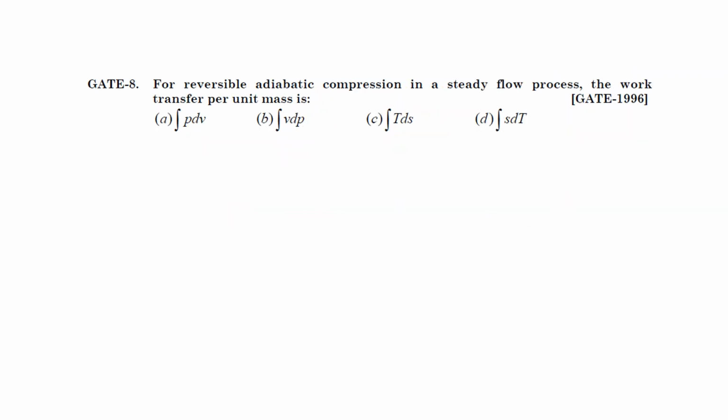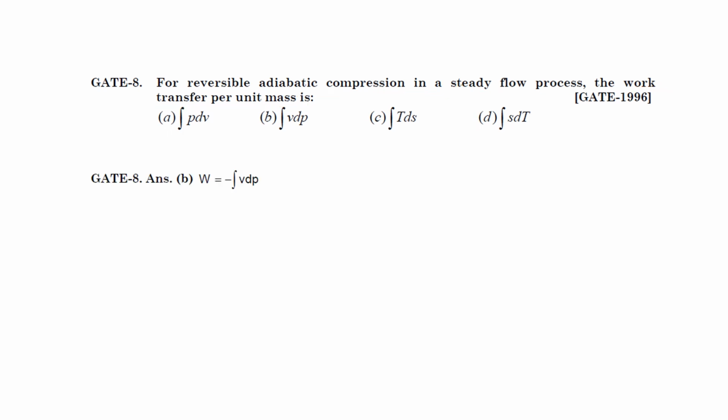Next question. For a reversible adiabatic compression in a steady flow process, the work transfer per unit mass is. Okay, we have already seen this question, steady flow process. For a steady flow, this is actually B, minus VdP. So it is integration of minus VdP, so W is equal to minus integration of VdP.